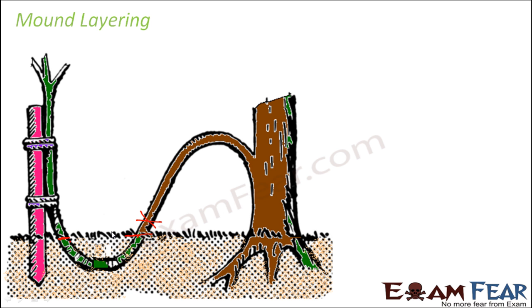So that is known as mound layering, where you take one branch and put it inside the soil. Initially you do not detach it from the parent plant, but later, once roots start developing from this portion, you detach it from the parent plant, and that is how you get a new plant.